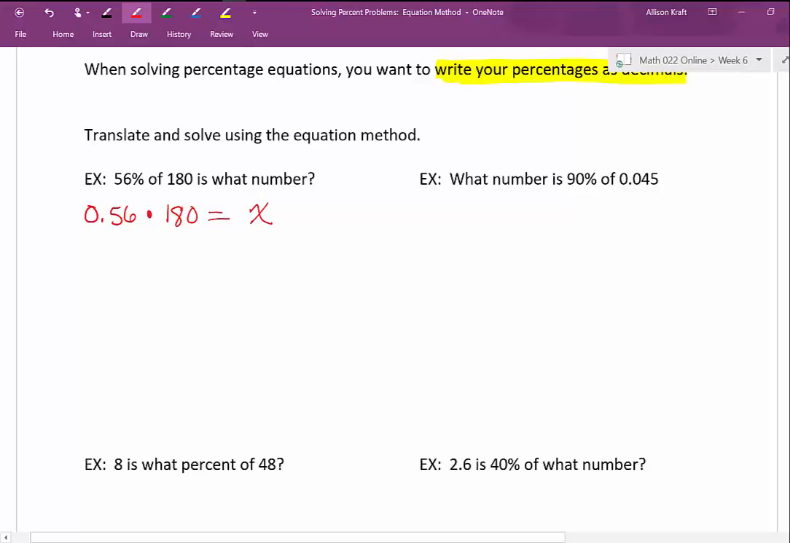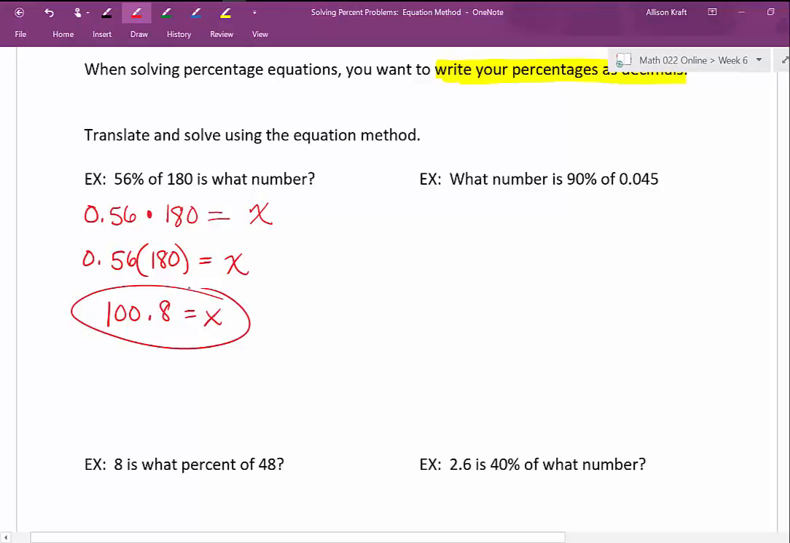I'm going to write this a little bit cleaner. I don't like that dot for multiplication. So we have 0.56 times 180 equals x. Now we just solve for x. All we need to do is multiply 0.56 times 180. That gives us 100.8 is equal to x. I feel like there's no guessing in this technique. Let's look at the next example.